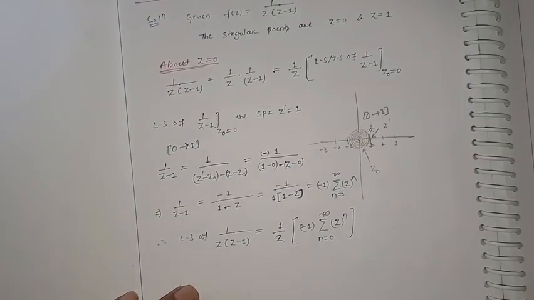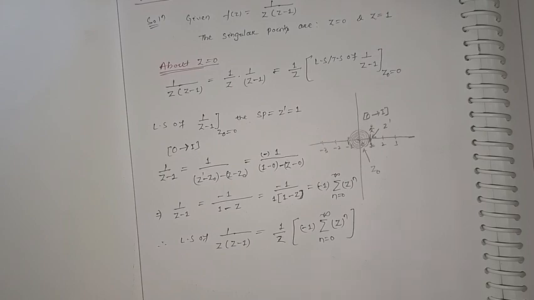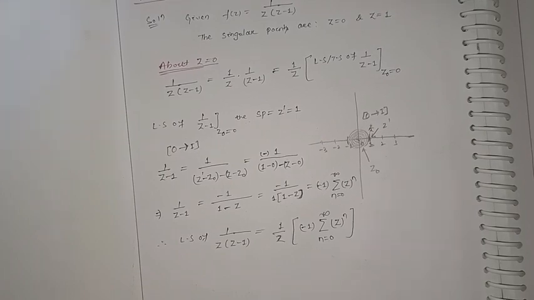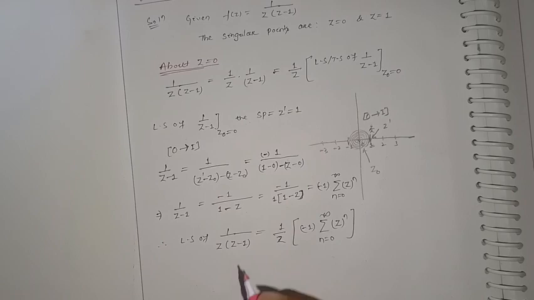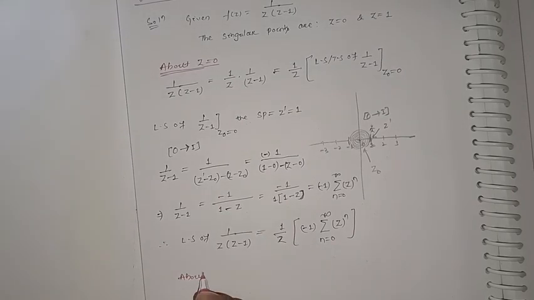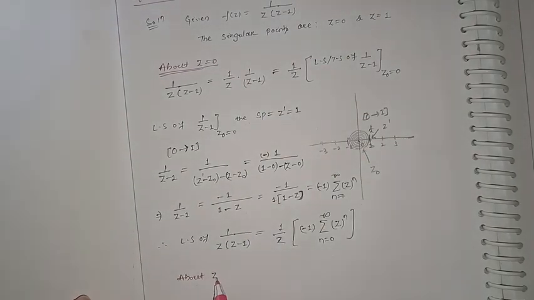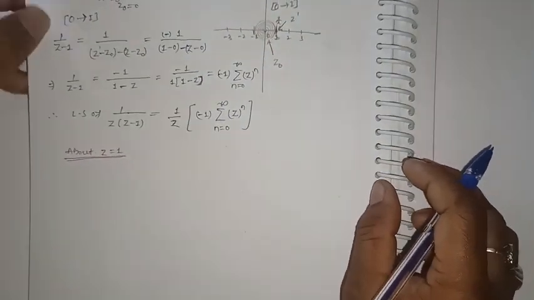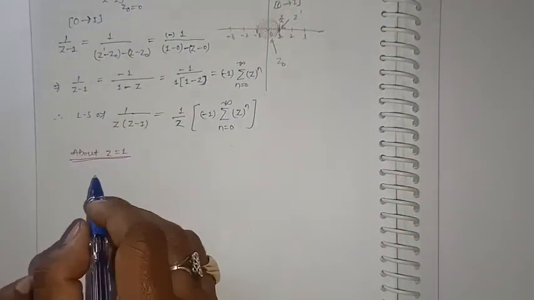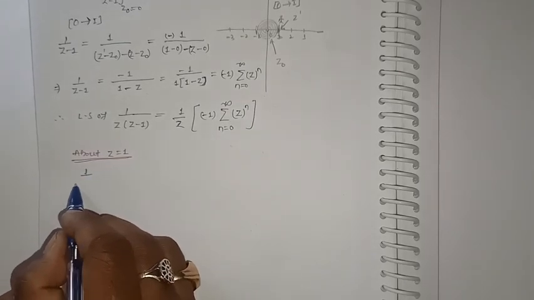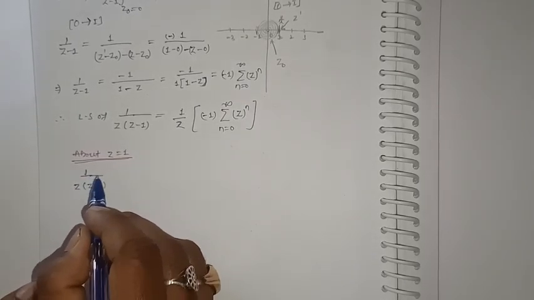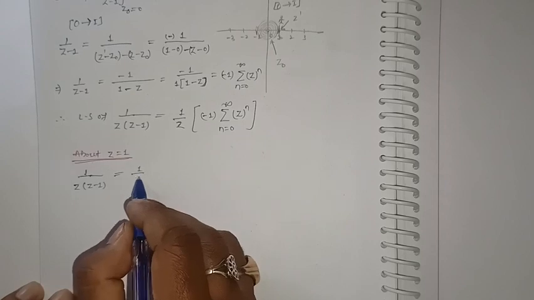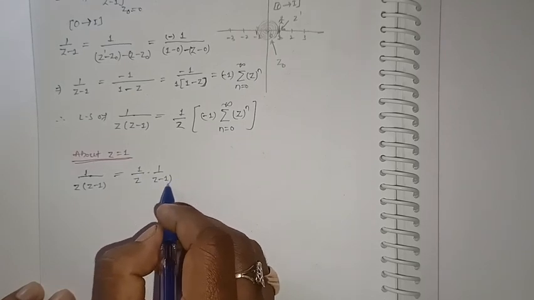Now we are going to find the Laurent series about another singular point. So another singular point is your z equal to 1. About z equal to 1, another singular point we are going to consider. For this, first you just consider the original function. What is the original function? Original function is 1 by z into z minus 1. So first write this one, 1 by z into 1 by z minus 1.